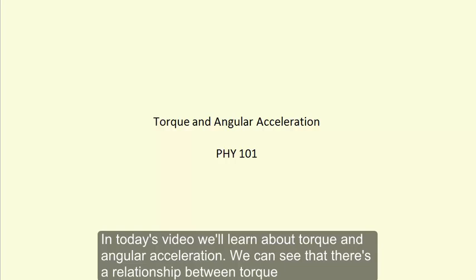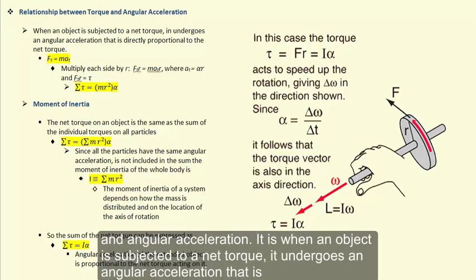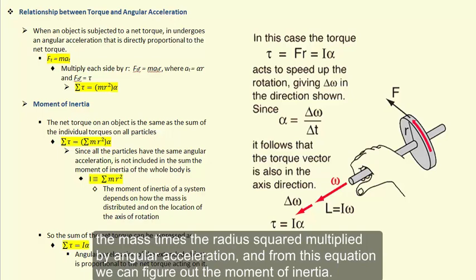In today's video, we'll learn about torque and angular acceleration. We can see that there's a relationship between torque and angular acceleration. When an object is subjected to a net torque, it undergoes an angular acceleration that is directly proportional to the net torque. So if we multiply each side by r, we get the equation that the sum of the torque is equal to the mass times the radius squared multiplied by angular acceleration.